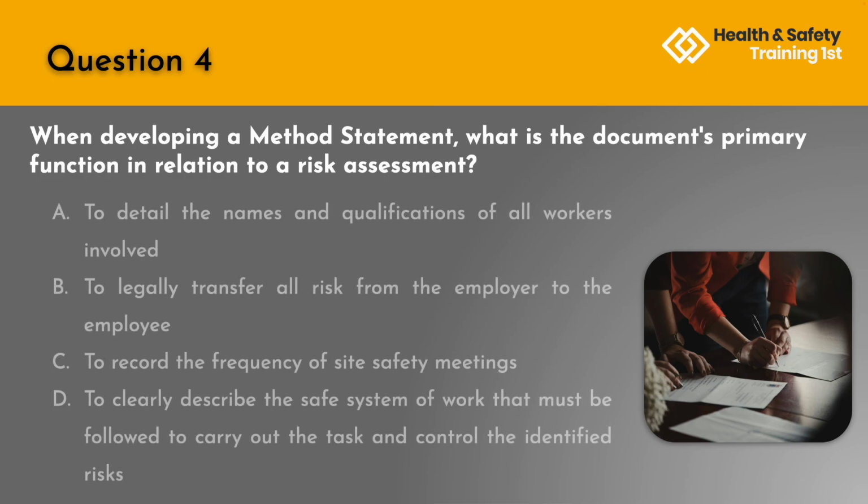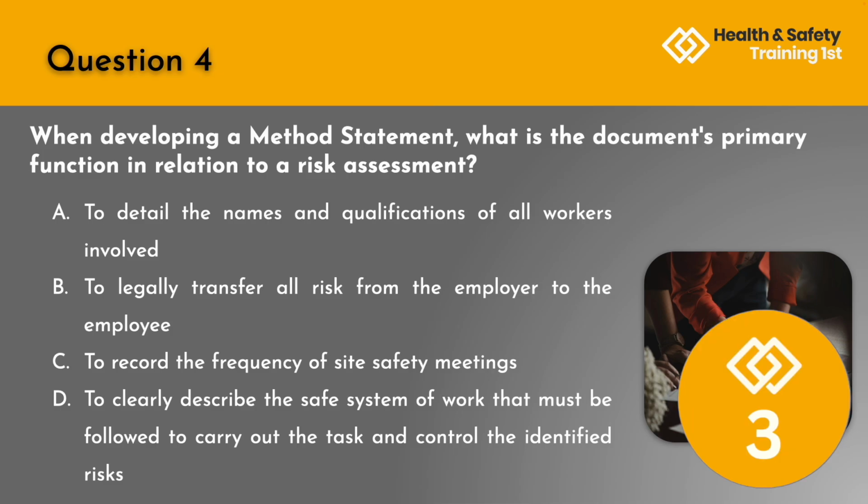Question 4. When developing a method statement, what is the document's primary function in relation to a risk assessment? A. To detail the names and qualifications of all workers involved. B. To legally transfer all risk from the employer to the employee. C. To record the frequency of site safety meetings. Or D. To clearly describe the safe system of work that must be followed to carry out the task and control the identified risks.